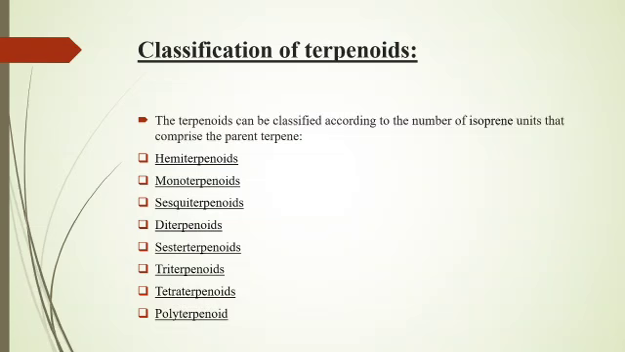Classification of terpenoids. The terpenoids can be classified according to the number of isoprene units that comprise the parent terpene. Hemiterpenoids, which consist of one isoprene unit. Monoterpenoids, which consist of two isoprene units. Sesquiterpenoids, which consist of 3 isoprene units. Diterpenoids, which consist of 4 isoprene units. Sesterterpenoids, which consist of 5 isoprene units. Triterpenoids, which consist of 6 isoprene units, and tetraterpenoids, which consist of 8 isoprene units, and the last one is polyterpenoids, which consist of a long chain of isoprene units.